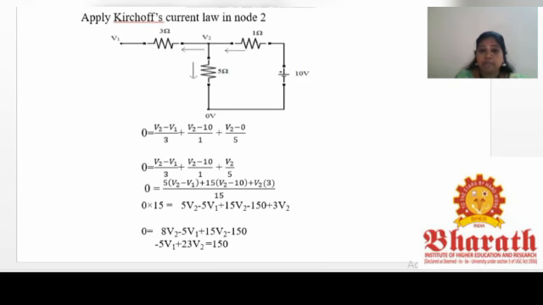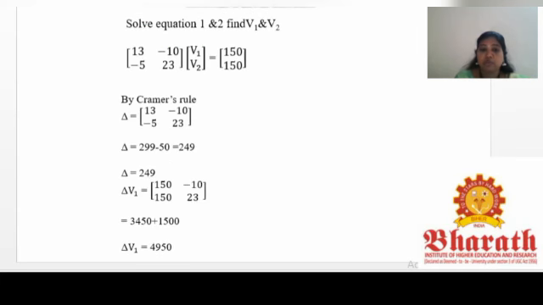Okay, I have written this matrix as 13 and minus 10. Same way, my node 2 equation will be minus 5V1 plus 23V2 equal to 150 here. So my coefficients are minus 5 and 23. So this is my coefficient matrix. Same way, this is our matrix of V1 and V2. Only two terms, so V1 and V2 I have written here. This is equal to 150 and 150, the constant terms which are on the other side of the equation. So we have framed the matrix from the linear equations of node 1 and node 2.